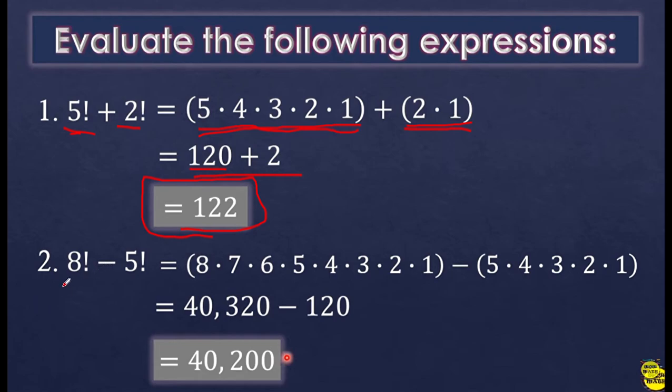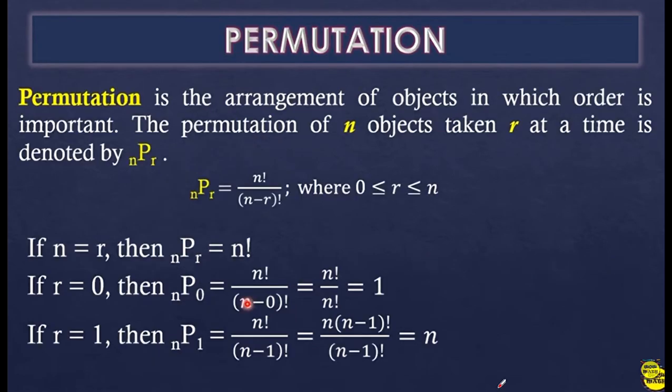How about number 2? 8 factorial minus 5 factorial. 8 factorial is 8 times 7 times 6 times 5 times 4 times 3 times 2 times 1, and 5 factorial is this one. When we multiply, the answer for 8 factorial is 40,320, and for 5 factorial it is 120. So if we subtract them, our answer is 40,200. That is how we compute factorials.